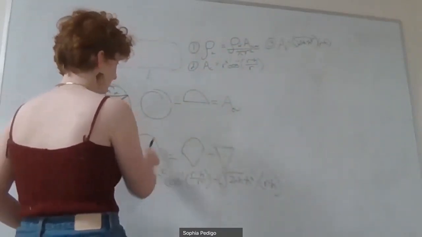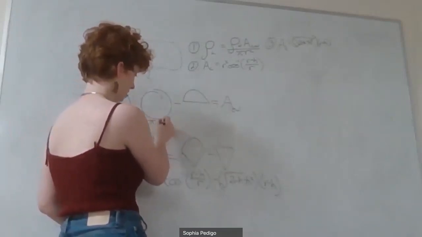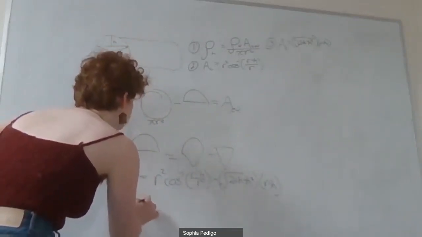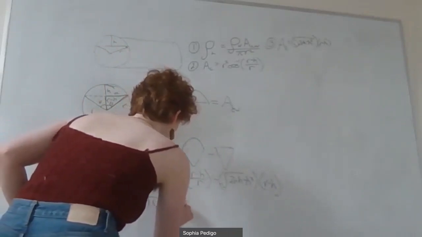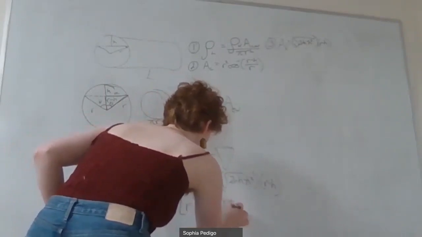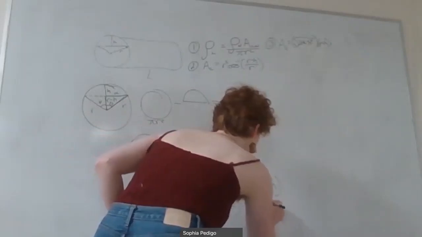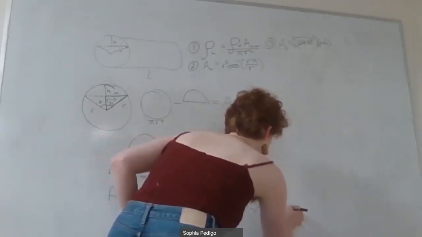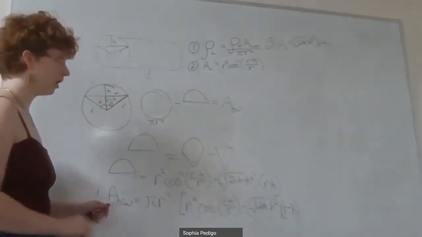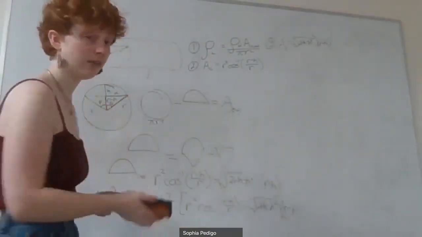Now we have this top section, and we know the area of the circle is just going to be pi r squared. So we can say that the cross-sectional area of the water is equal to pi r squared minus r squared cosine inverse of (r minus h) over r, minus the square root of 2rh minus h squared multiplied by r minus h. And that is going to be the cross-sectional area of the water, which we can now plug into the original equation that we found and use it to find the density of the log.